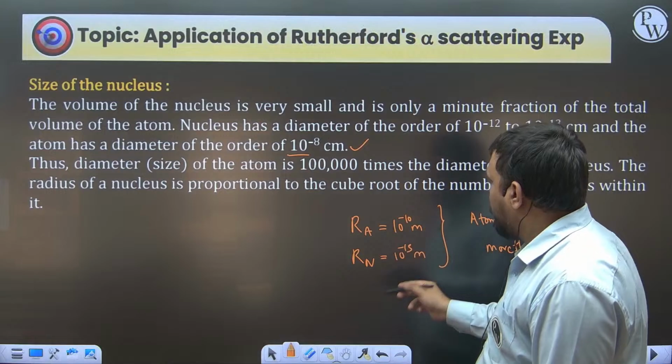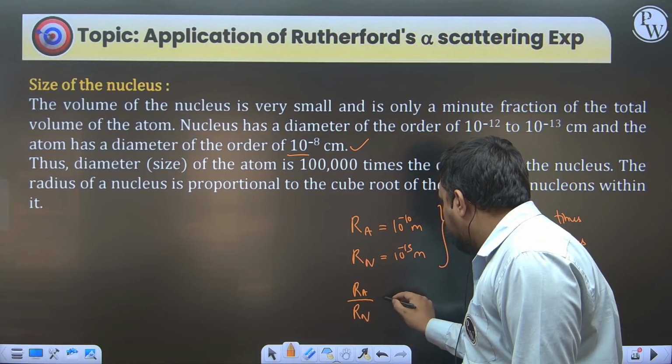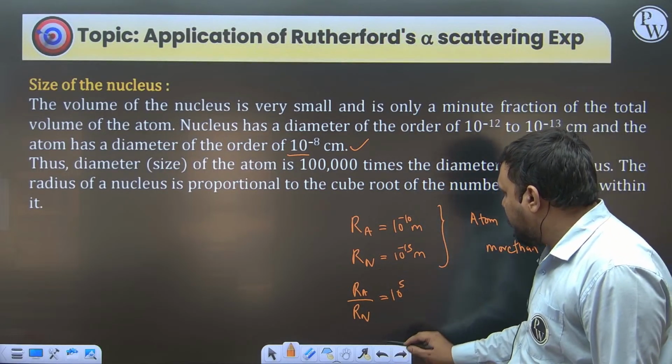So the ratio, we can find out the ratio here, radius of atom upon radius of nucleus will be 10 to the power 5 times.